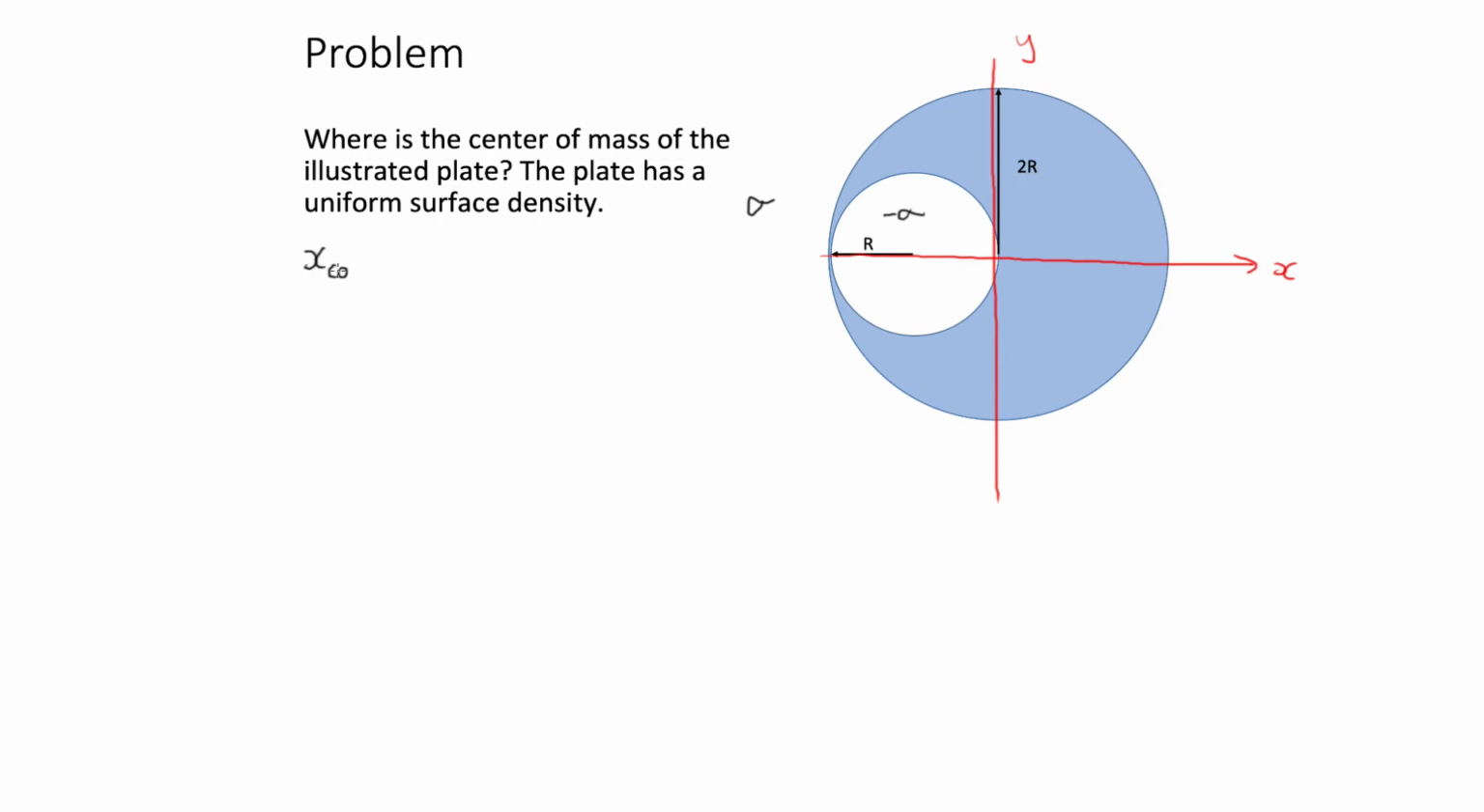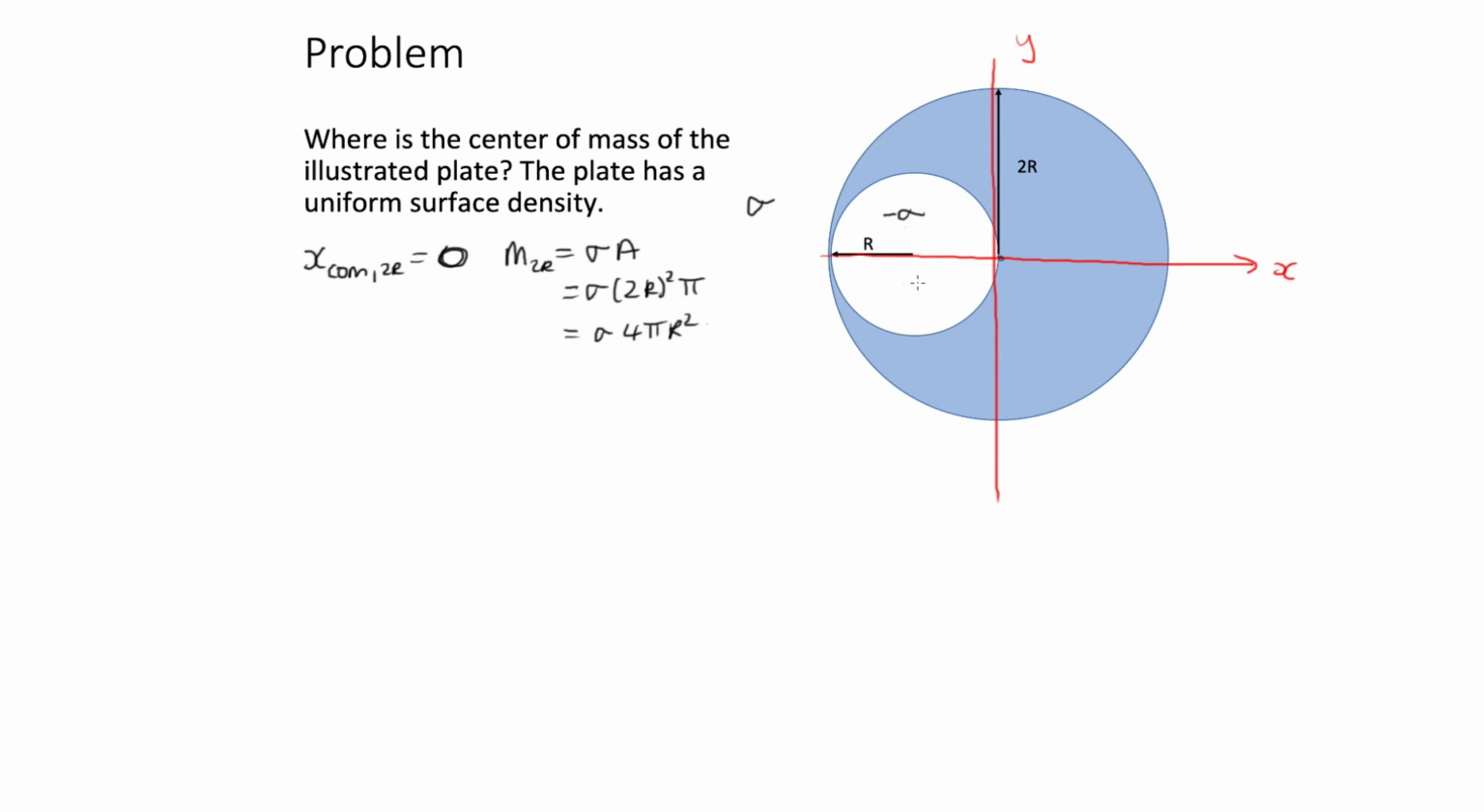So the x center of mass for the 2r disk is just going to be right in the middle of the disk. If we didn't have this little disk cut out, it would just be right in the middle, so we'll call that 0 at the origin. And we can work out the mass of this big disk. The mass of the disk with radius 2r is given by the surface density times the area, which is sigma times (2r) squared times pi. So that's equal to sigma times 4 pi r squared.